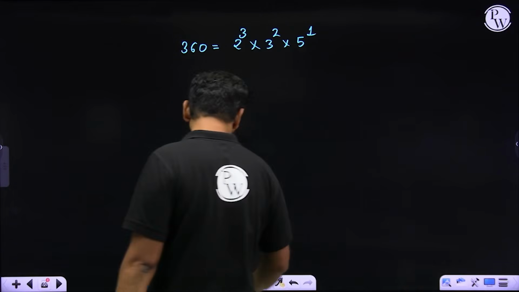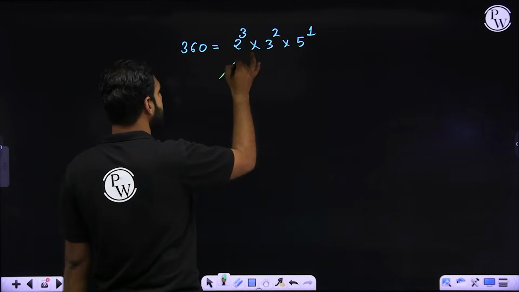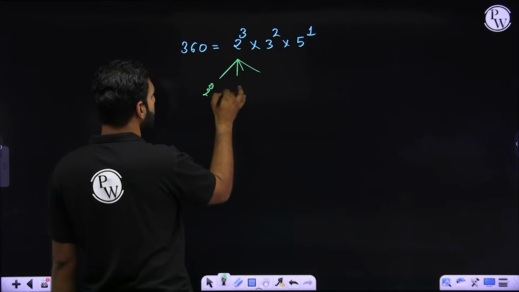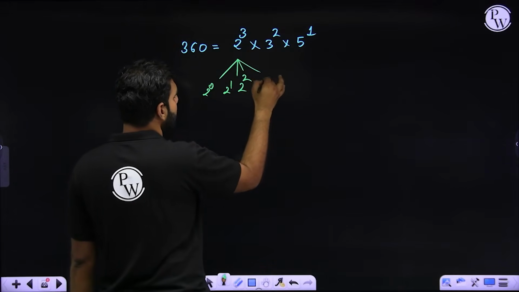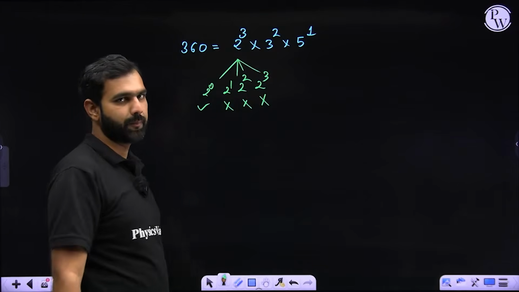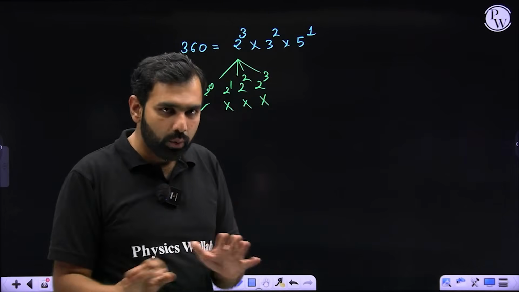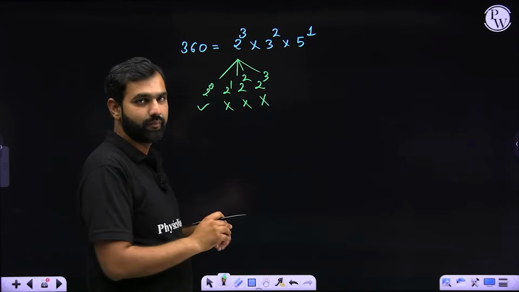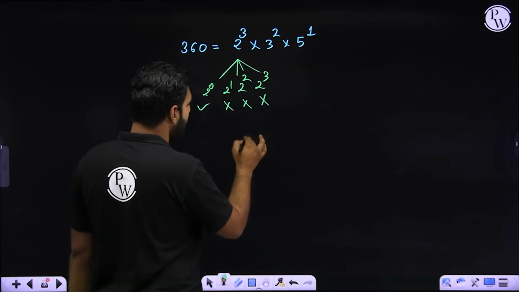So in how many ways can I have 2? There were 4 ways. 2 to the power 0, 2 to the power 1, 2 to the power 2, or 2 to the power 3. If I don't include 2, basically I'm taking 2 to the power 0. 2 to the power 0 means I'm not including 2. So there is one way of having 2, which is you don't have it.